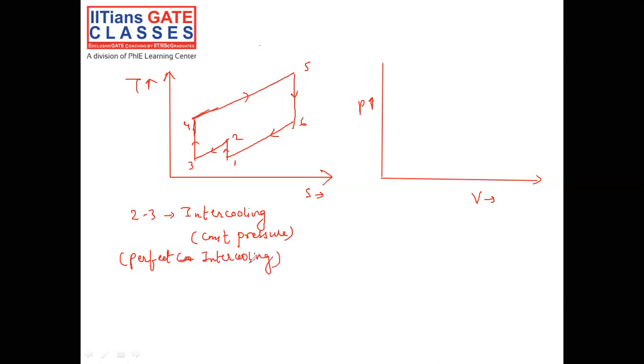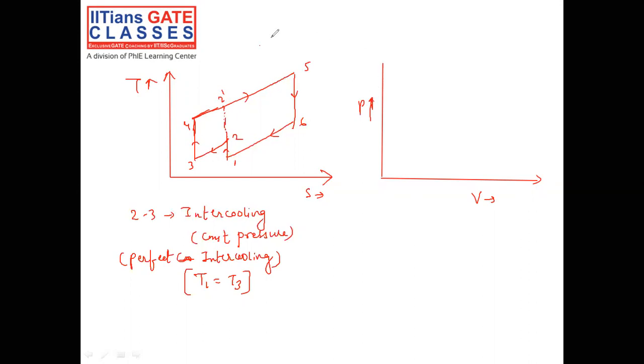That means whatever the temperature before the compression process, that is T1, will be equal to the temperature after the cooling process, also T3. T1 equal to T3, that is perfect intercooling we are assuming. Otherwise we cannot get the optimized intermediate pressure for getting the minimum work input. Now let us assume this is the point number 2 dash.